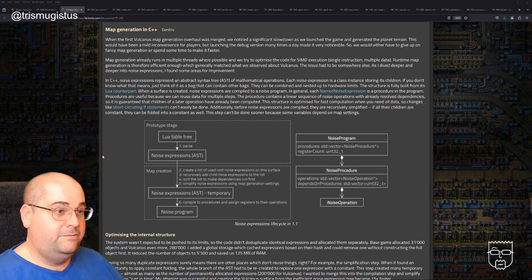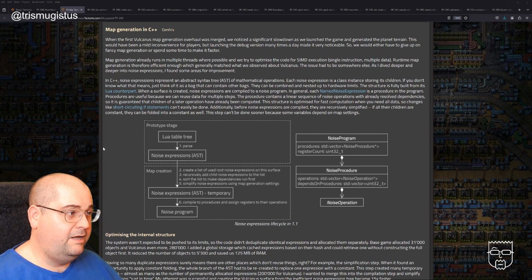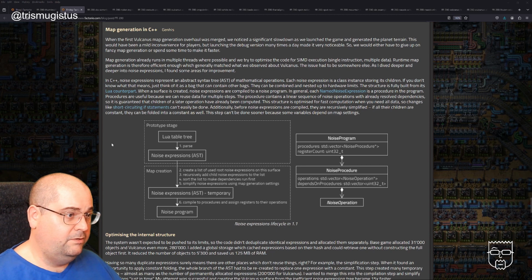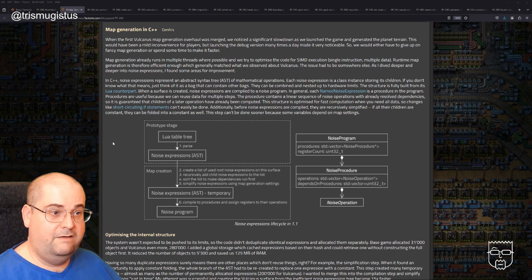When the first Volcanus map generation overhaul was merged, we noticed a significant slowdown as we launched the game and generated the planet terrain. This would have been a mild inconvenience for players, but launching the debug version many times a day made it very noticeable. So we would either have to give up on fancy map generation or spend some time to make it faster. Map generation already runs in multiple threads where possible, and we try to optimize the code for SIMD execution, single instruction, multiple data. Runtime map generation is therefore efficient enough, which generally matched what we observed about Volcanus. The issue had to be somewhere else.